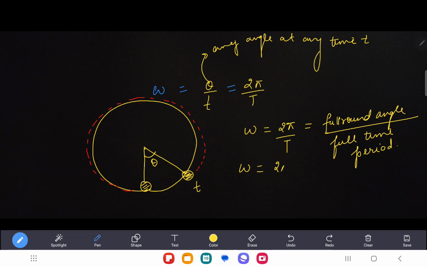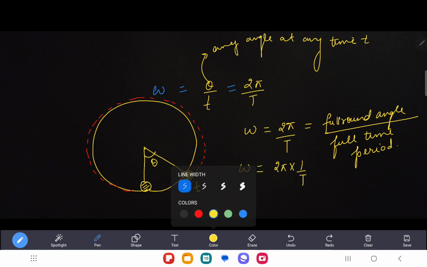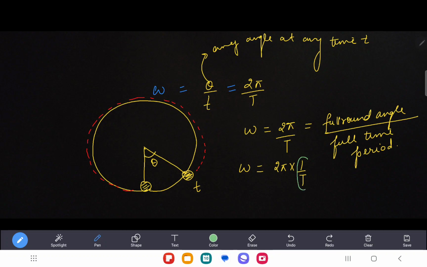And what is this? Can I say 2 pi into 1 over T? And what is 1 over T? That is frequency. We just learned 1 over T is frequency. So omega shall be 2 pi f.